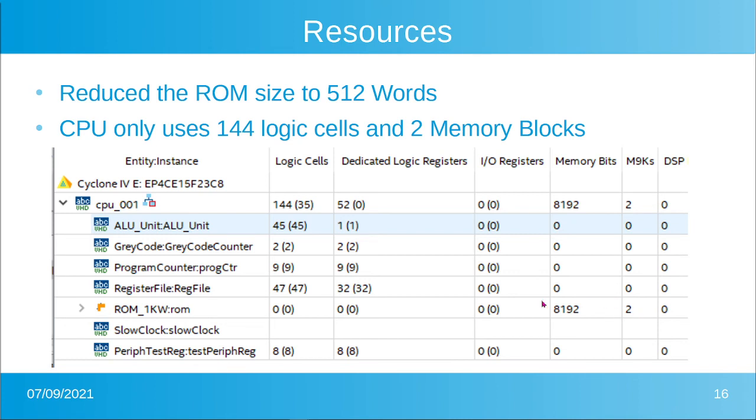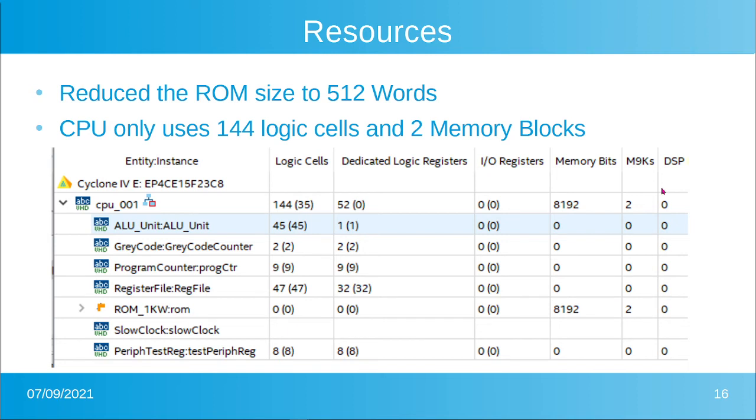I mentioned the ROM is 8K bytes worth of ROM, or excuse me, 8K bits. That's 512 words, where a word is 16 bits. It uses 2 blocks. If we wanted to make the instruction set a little bit bigger, instead of 16 bits, make it 18 bits, well, we'd break the assembler. We'd have to fix that, which is a little bit of work.